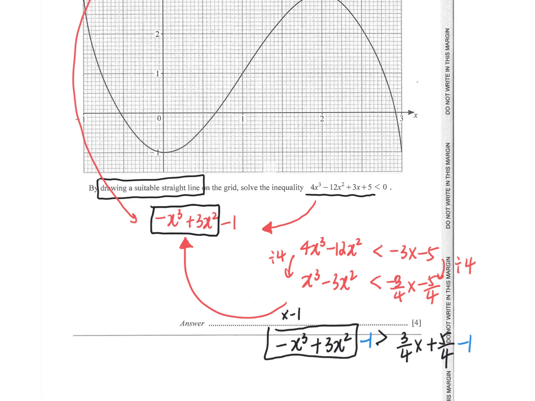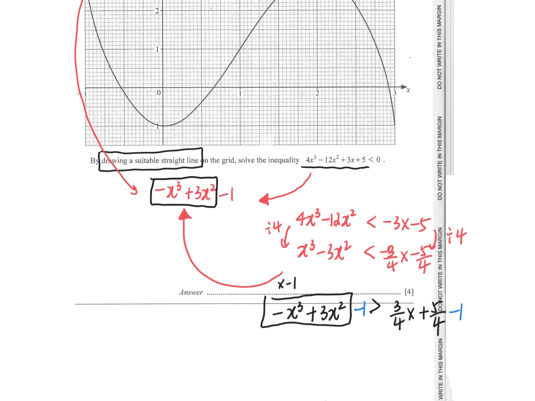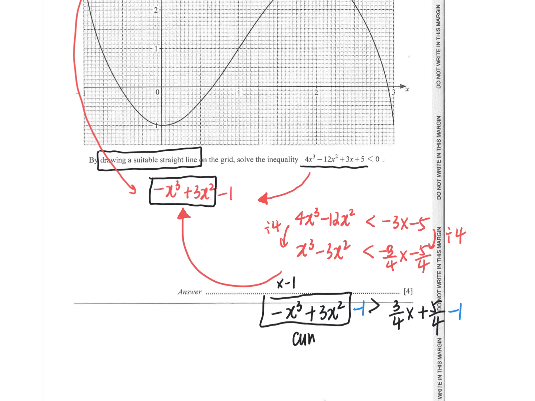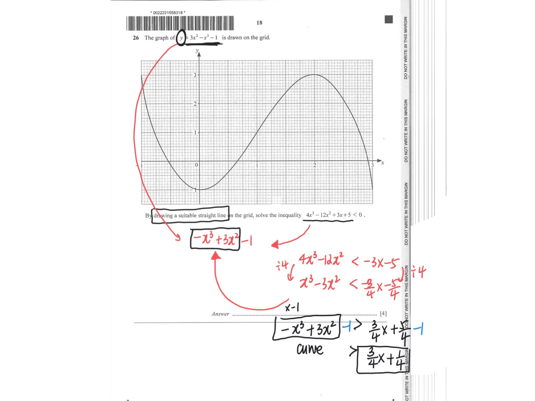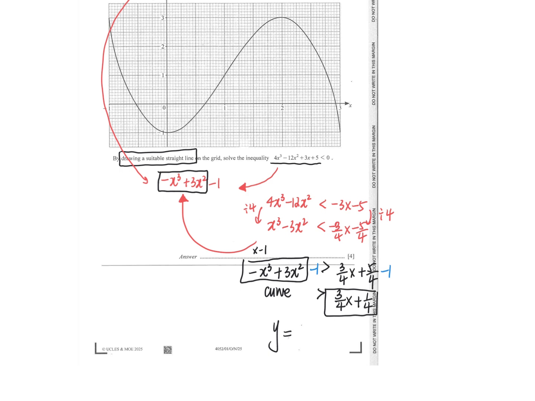Okay, then can you see this is my curve now? This is the curve that I have. This is the curve I've drawn up there. Then this is the suitable line I want to draw. So this is the suitable line I need to draw. Why is this equal to y? So actually the suitable line that they want me to draw is this one. This is the suitable line.